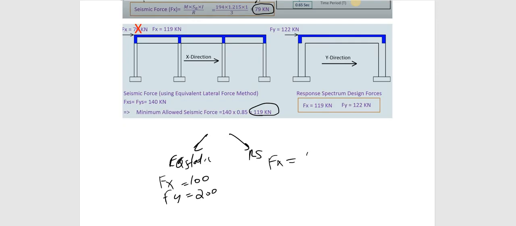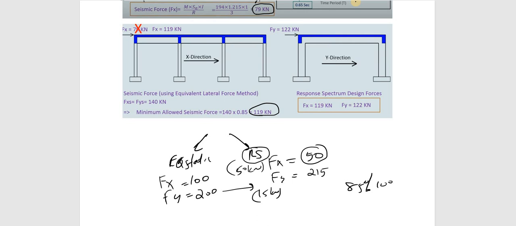For example, this is taken as 50 and this one I am getting as 215. So if I get this difference, you can see here it is only a difference of 15 kilonewton, but here there is a difference of 50 kilonewton. So normally we have to change the value, because this is not a correct value. The response spectrum load should be a minimum of 85% of the equivalent static load.